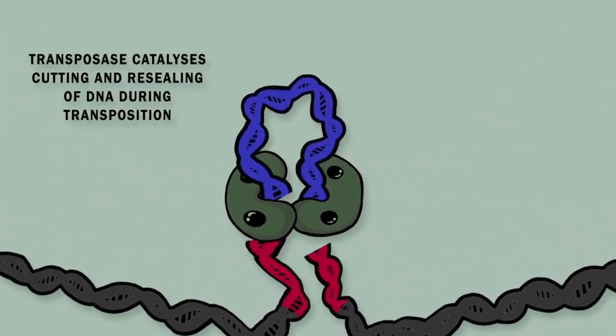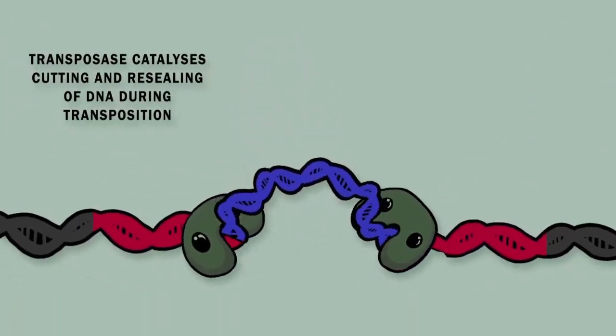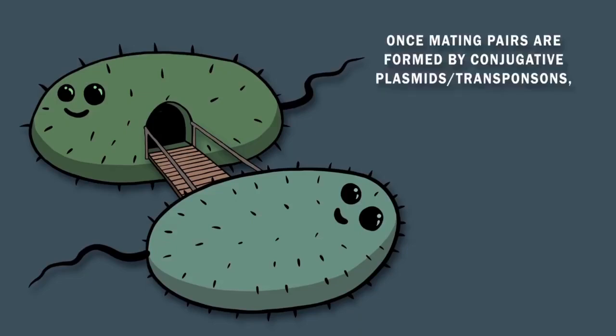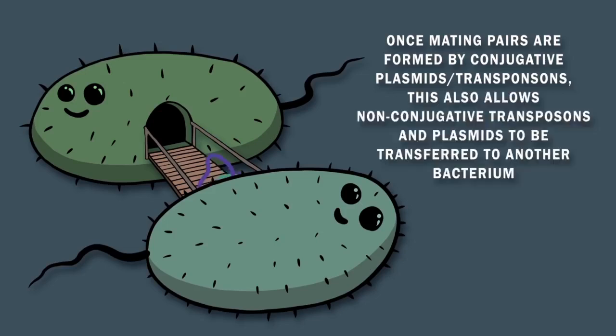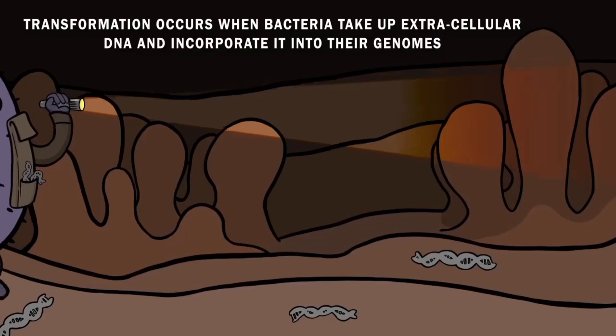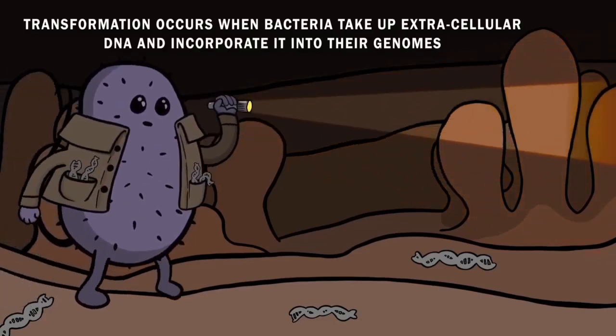The enzyme transposase catalyzes cutting and resealing of DNA during transposition. Note that once a mating pair is formed by conjugative plasmids or transposons, this also allows non-conjugative transposons and plasmids to be transferred to another bacterium.